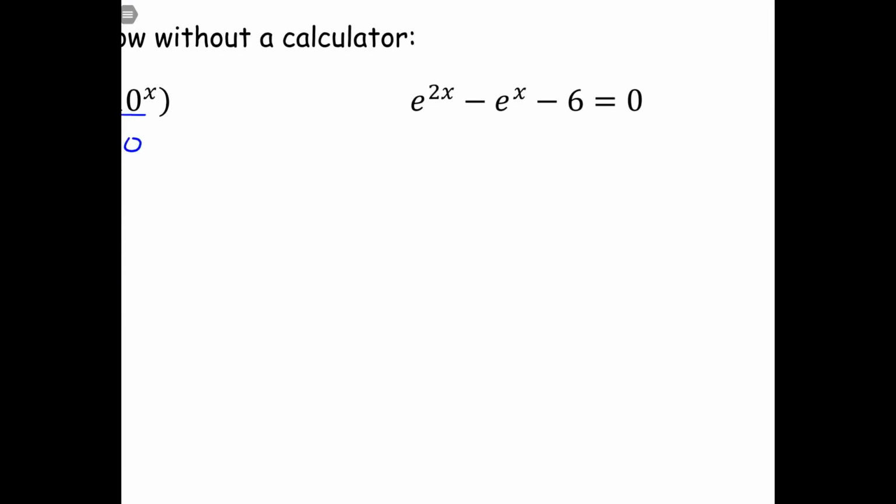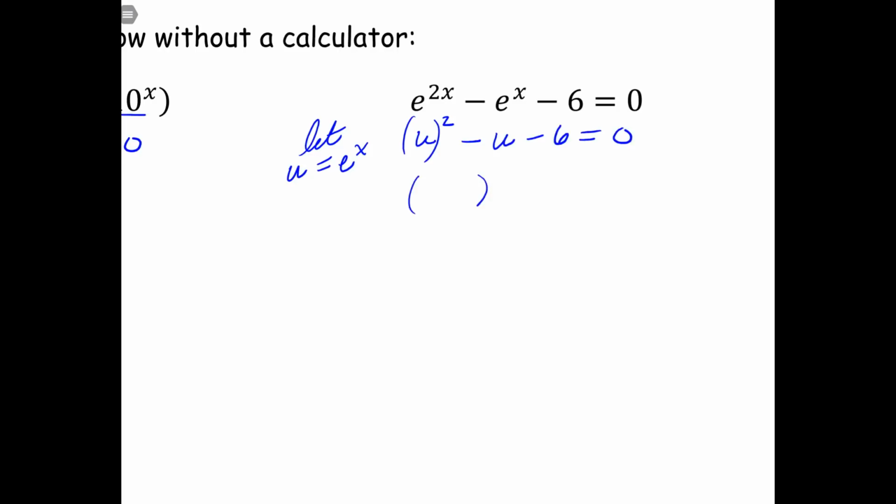Okay, looking at the next one. This is e raised to the 2x. We looked at this one in the critical thinking, and many people thought of letting u replace e to the x. The reason we can do that is because if you think about e to the x squared, because of the rule that when you raise an exponent to an exponent you multiply, we can see that that does work out. So then we'll replace that e to the x with a u.